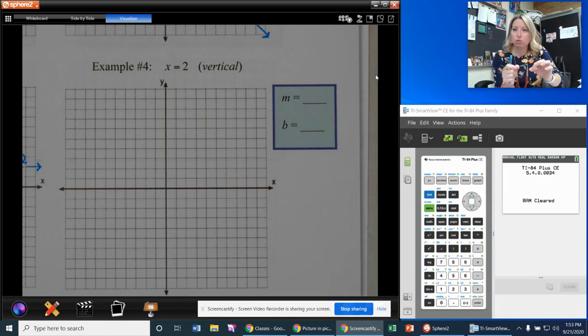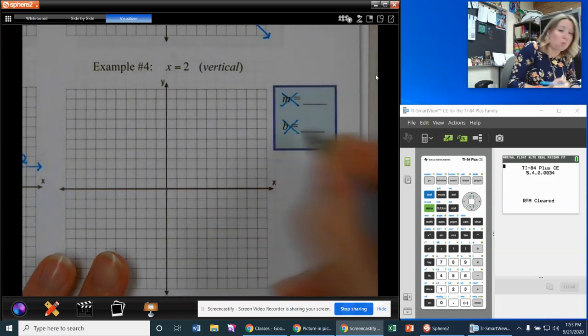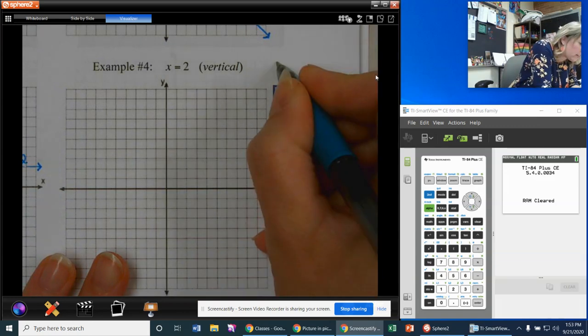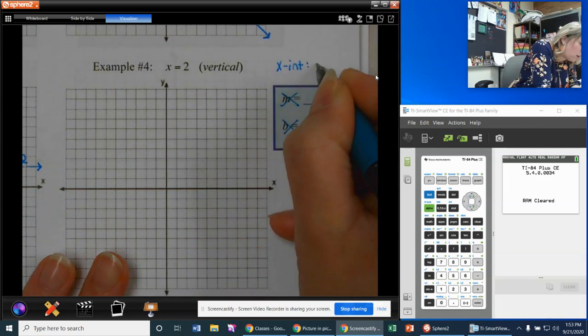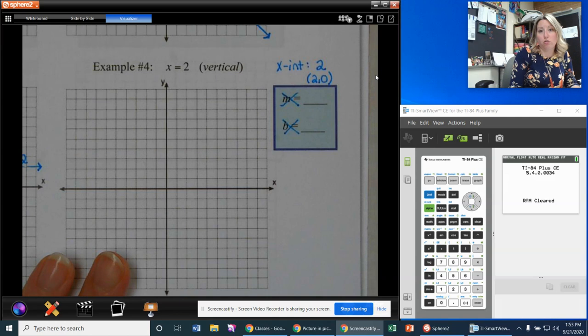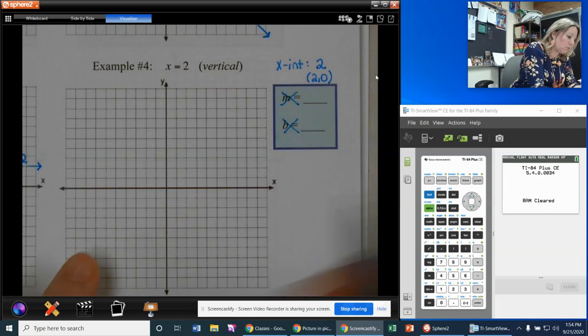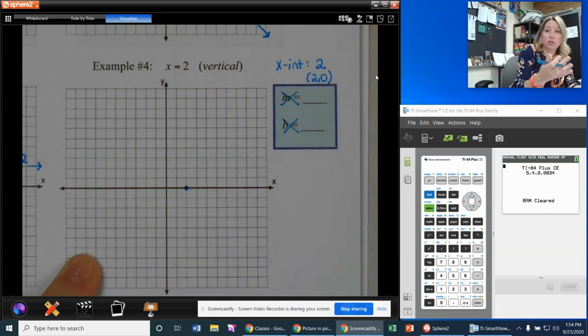Is this x equals 2? Can you ever write that in y equals mx plus b form? No, there is no y. The only variable present in the equation is x. So the only axis I'm going to touch is the x-axis. So I don't have a slope and I don't have a y-intercept. I have an x-intercept of 2, which means the point 2, 0 is what I'm going to touch. Those two other things, they aren't there. So go to 2, 0, get your point on there.